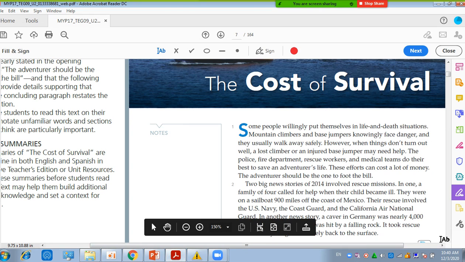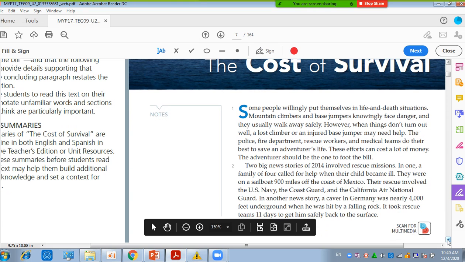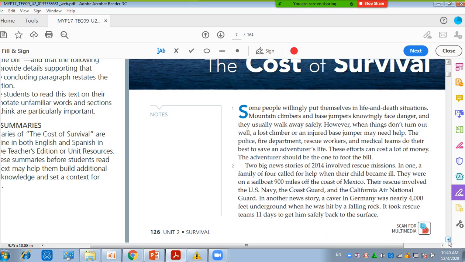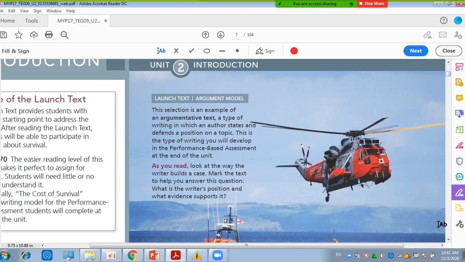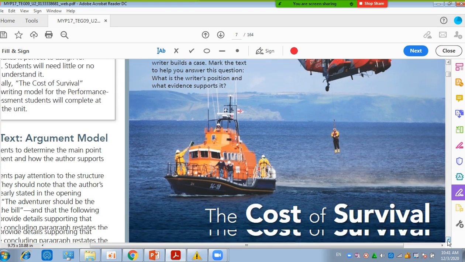So your task is to read The Cost of Survival by yourself and write a summary of it in your comprehension copybook. And you'll find a worksheet on the LMS where you find all the difficult words that you may meet here. Okay, yes, we still have some time. I can help you with the meaning of some words till we end the session.